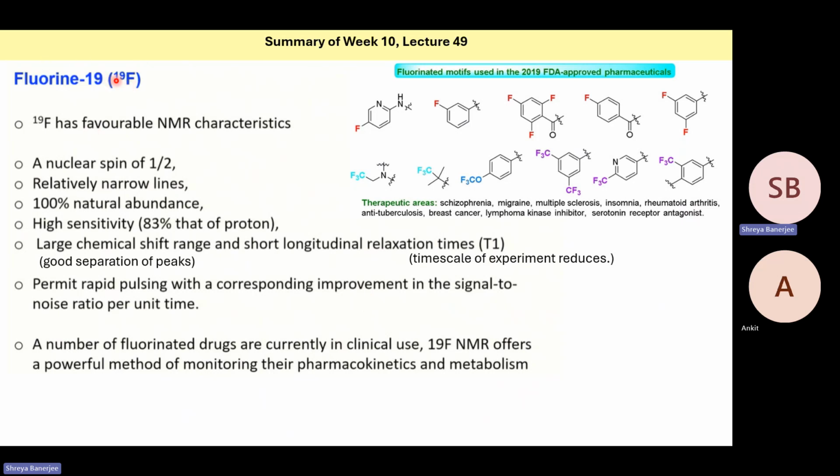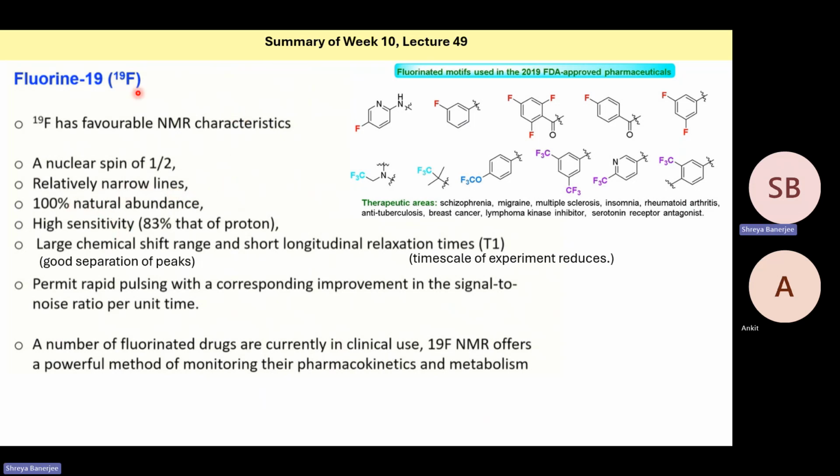A much better nucleus is 19F. So 19F has a lot of favorable NMR characteristics. It has a nuclear spin of half, so whatever is applicable in the case of 1H is also applicable in the case of 19F. It has relatively narrow lines. So this is an advantage over 1H. In 1H, we know that the lines get broadened, but in 19F, the lines are much more narrow.